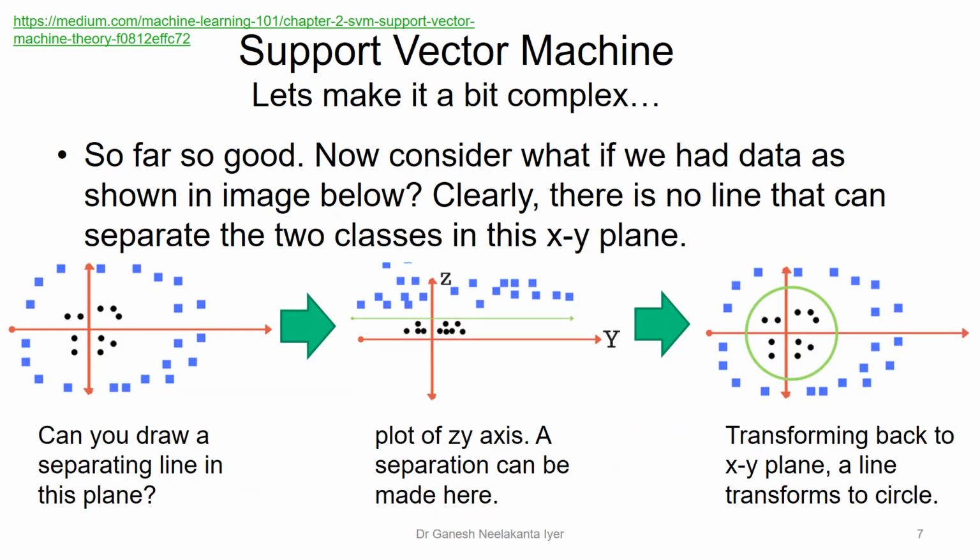Let's make it a bit more complex. Now consider that we had data as shown in this image below. Does a simple line segregate them properly? Quite tough, right? So in this case, we can separate them into another plane. So from the XY plot, we may change it to a YZ plot, a third dimension, and a separation can be made. Map it back, which will look like a circle in the XY plane. Another way of doing SVM.